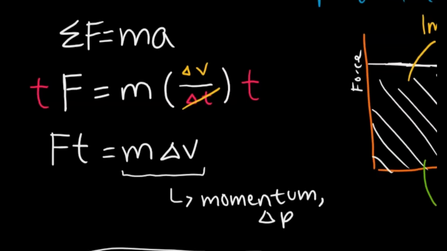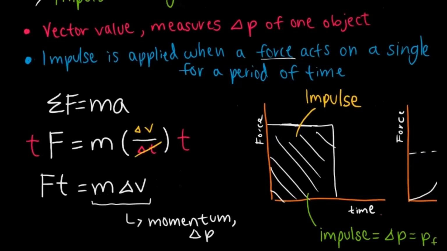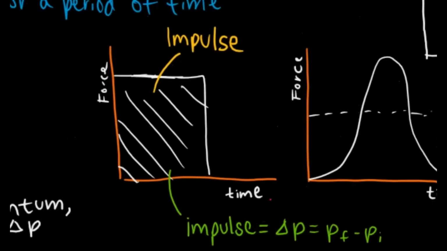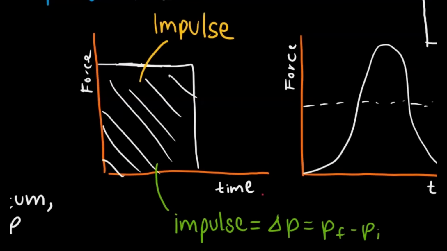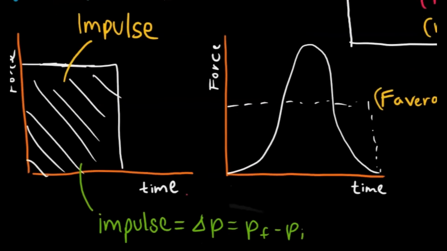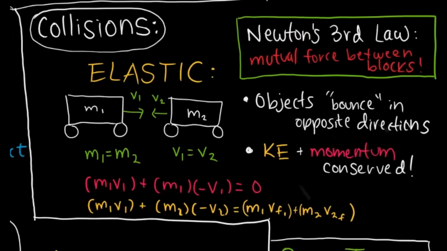So m times change in v is also just change in momentum. So change in momentum is equal to Ft, which is equivalent to impulse. And so here you can see on our impulse graph, it's force times time. So you can see that the area under the curve represents the impulse, which is change of momentum, which is just final momentum minus initial momentum.